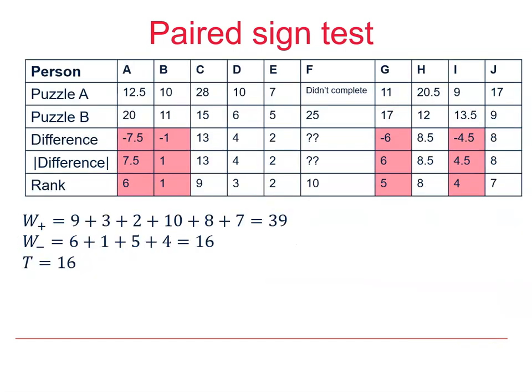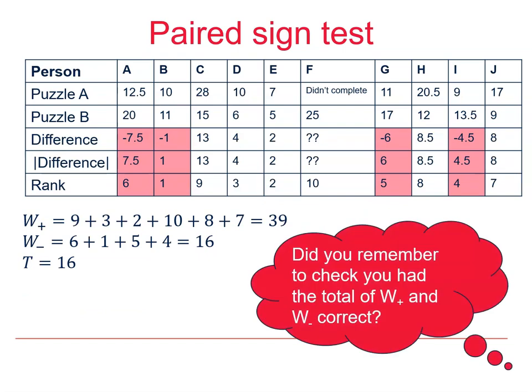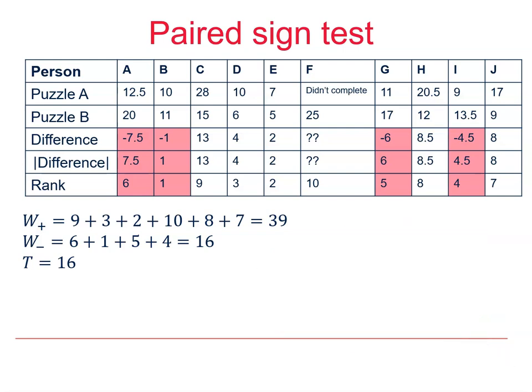OK. Hopefully you found that W plus is 39 and W minus is 16. Did you remember to add W plus and W minus to make sure the total was the 10th triangle number? So our value for T is 16.